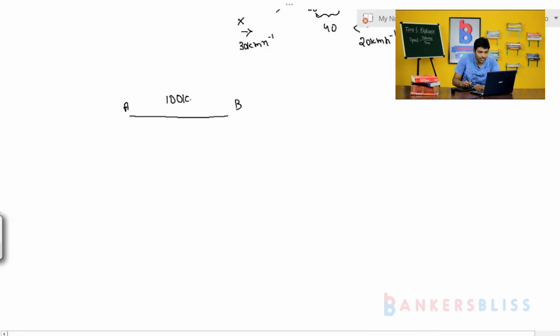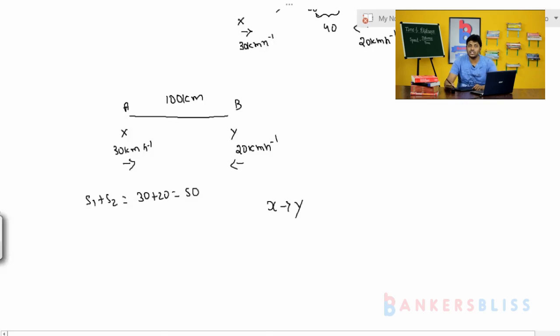See, if I use the concept called relative speed for the same condition, A and B, the distance between those two cities is 100 kilometers, X is 30 kilometers per hour, and Y is 20 kilometers per hour. Both are traveling in the opposite direction. If they travel in opposite directions, what do we do? We add their speeds, S1 plus S2, that is 30 plus 20, which is equal to 50. It means X is giving his entire speed to Y, and Y is coming to reach X.